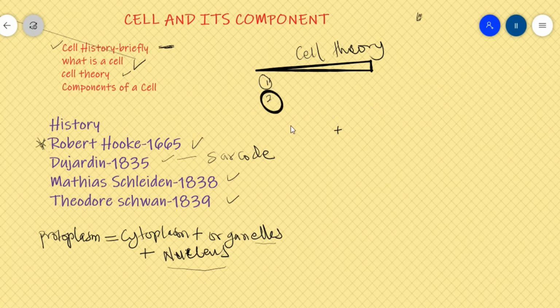The third proponent of the cell theory is that new cells arise from pre-existing cells. Taking a recap: one, every organism contains a cell or cells; two, the cell is the structural and functional unit of life; and three, new cells arise from pre-existing cells. If we have time, we will look at growth and how these cells reproduce to give birth to other cells, and then the cycle continues like that.